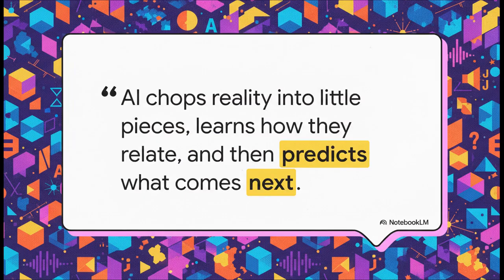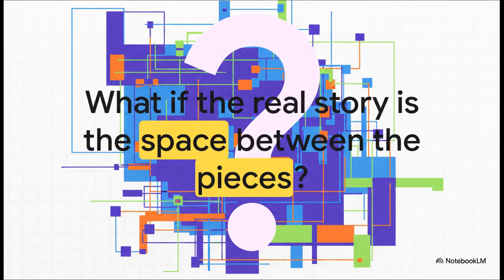You often hear something like this, right? AI takes reality, language, images, whatever, chops it into tiny pieces, and learns how they all fit together. And you know what? It's a great starting point. It gets the basic idea across, but it kind of misses the most magical part of the whole story. Because that's exactly where we're going.